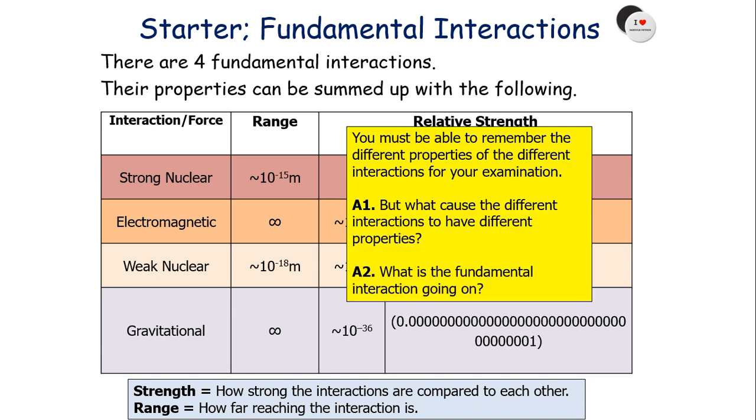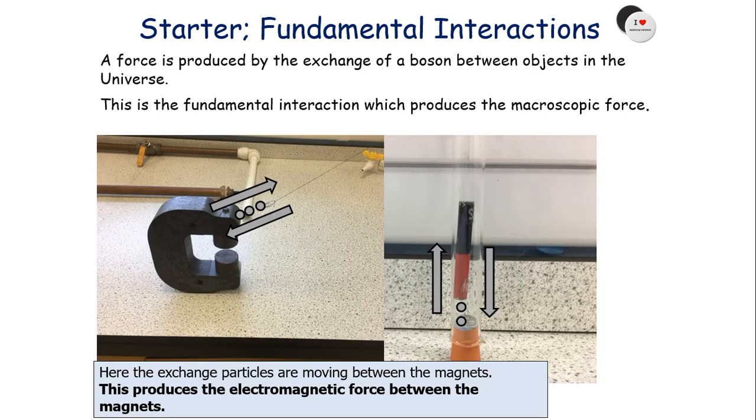But why do we have different interactions causing different properties? Why have 4 interactions? Why do they have different properties? What's actually going on? Well, we actually think a force is produced by an exchange of a particle, which we call a boson, between objects in the universe. So this is what's happening on the microscopic scale, which produces the macroscopic or real world force.